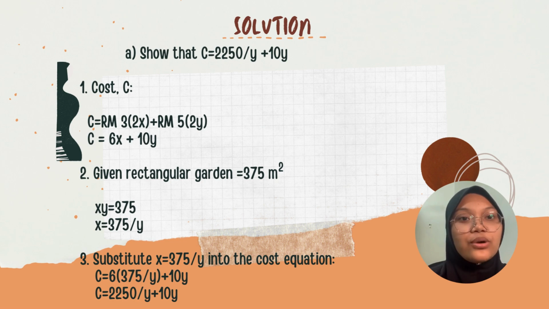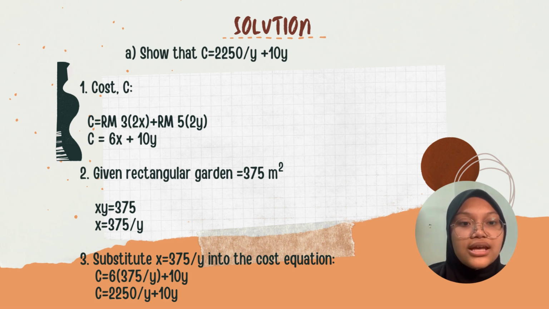First, we are asked to show that C equals 2,250 over Y plus 10Y. Firstly, cost C equals 3 ringgit times 2x plus 5 ringgit times 2y. C equals 6x plus 10y. Next, we have to make an equation for the area of the rectangular garden. The area of the garden is already given in the question as 375. Therefore, the equation is xy equals 375.